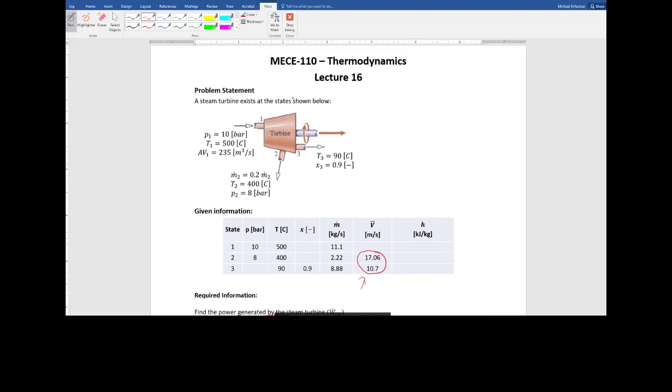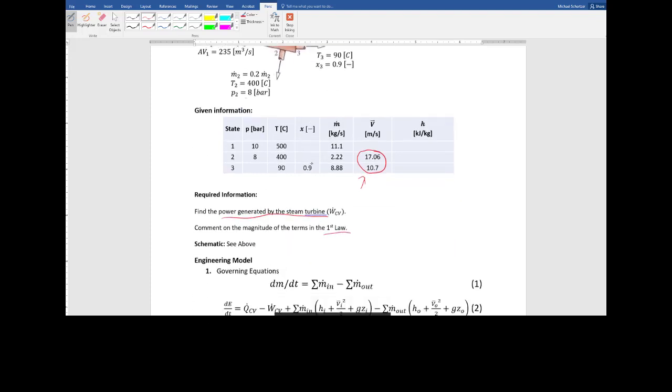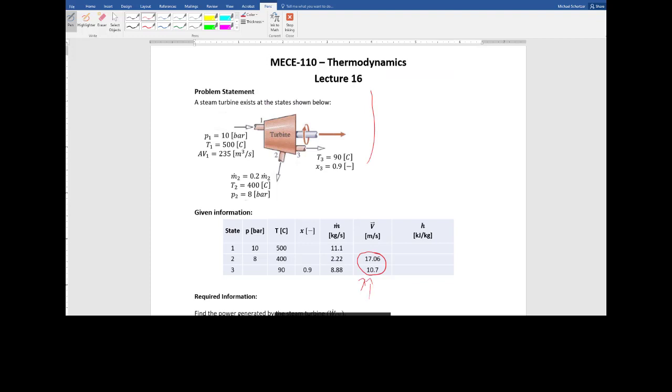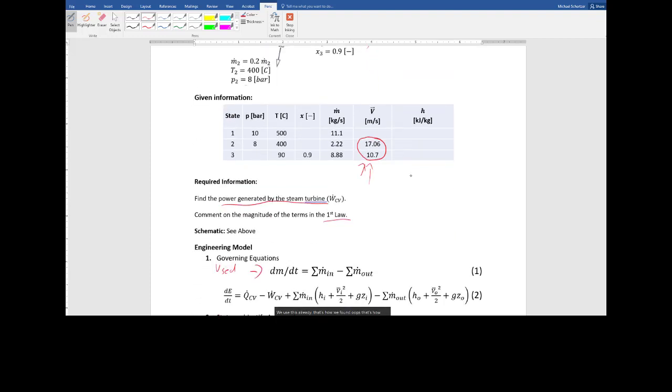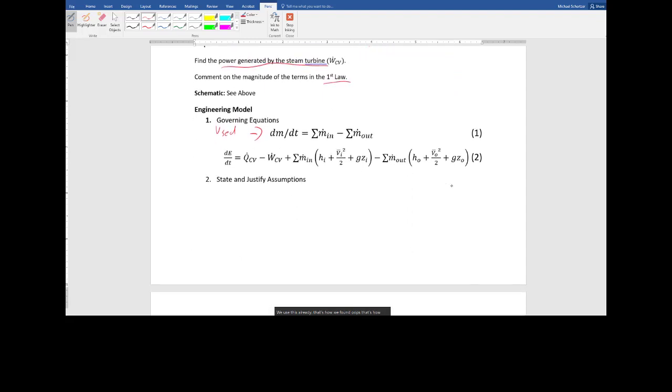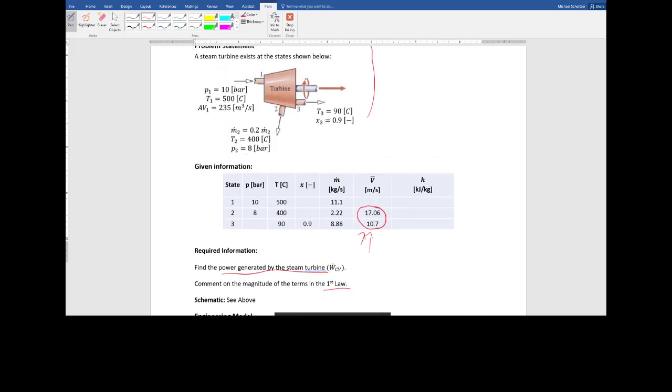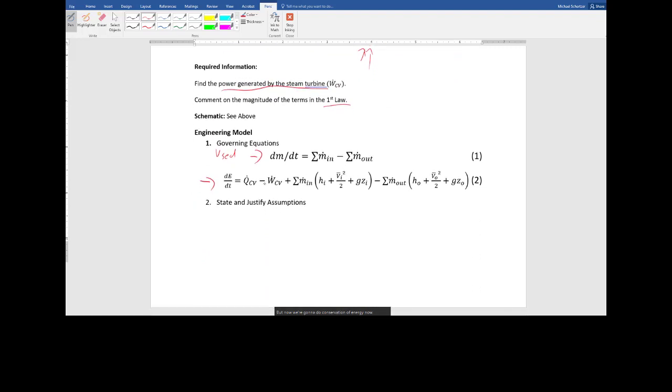So the schematic is shown here. We have governing equations, conservation of mass. We used this already. That's how we found these velocity terms. But now we're going to do conservation of energy. Now, because this is a metric problem, when I wrote down conservation of energy in the kinetic and potential energy terms, I didn't have to divide by gc.